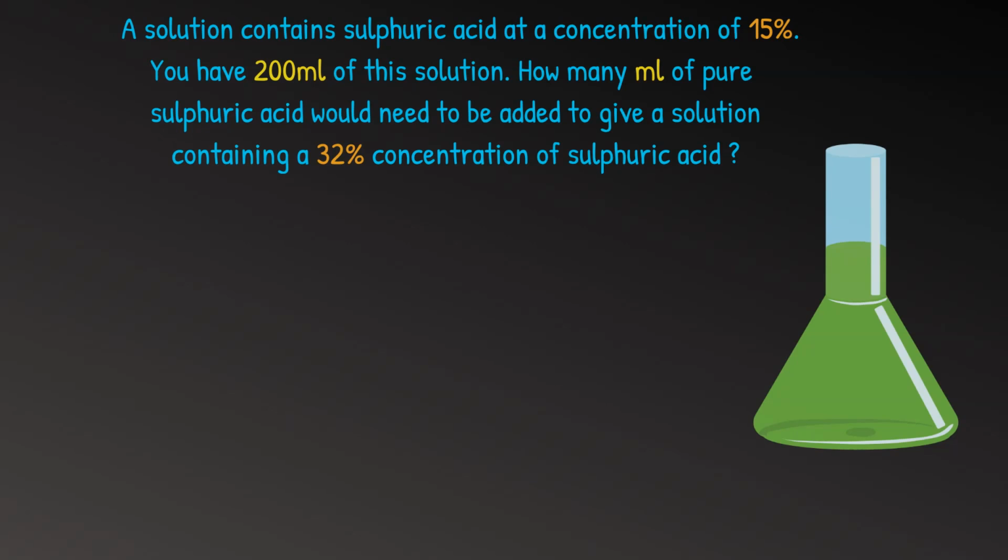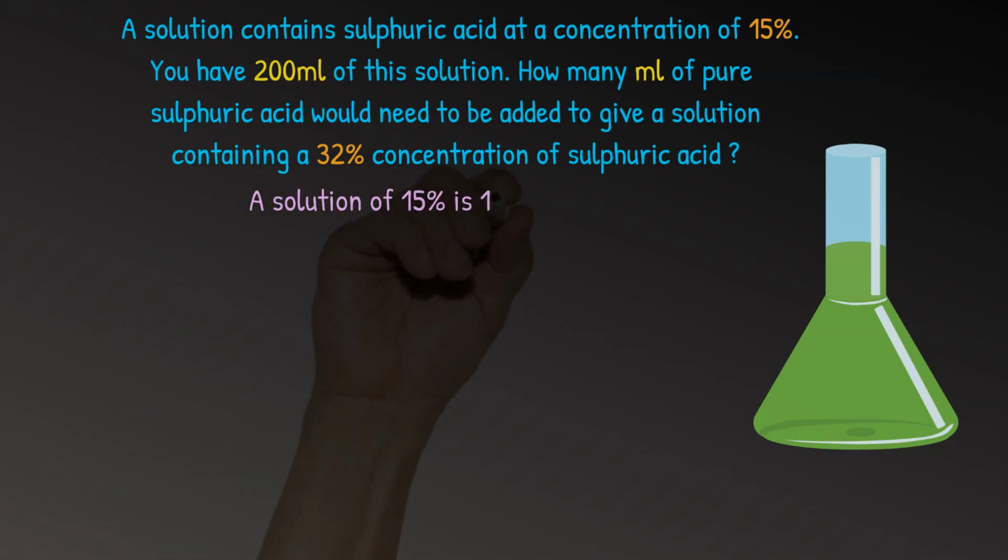So if we have 200 millilitres of a solution with 15% sulphuric acid, how much sulphuric acid do we need to add to increase that concentration to 32%? Well, we have a solution of 15%, when 15 is divided by 100, or that's 15 millilitres in 100 millilitres, or 30 millilitres in 200 millilitres.